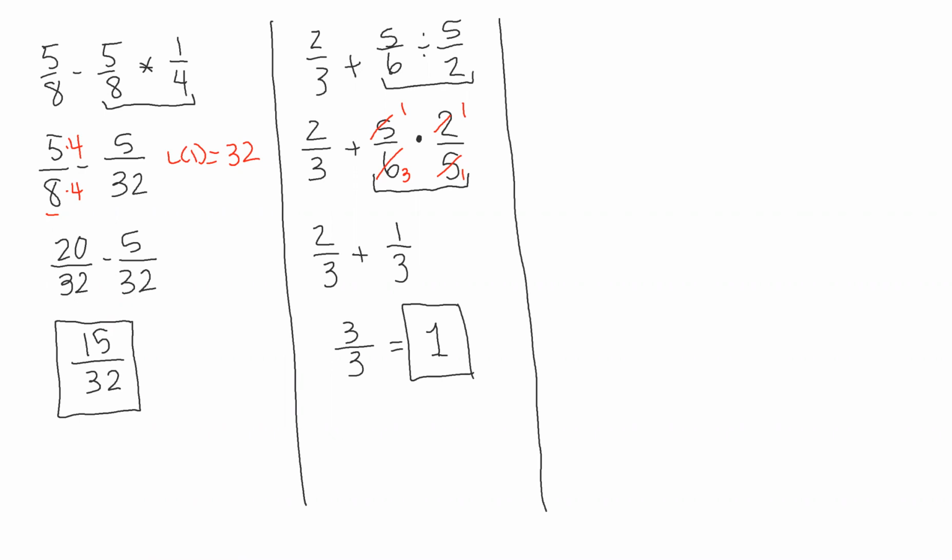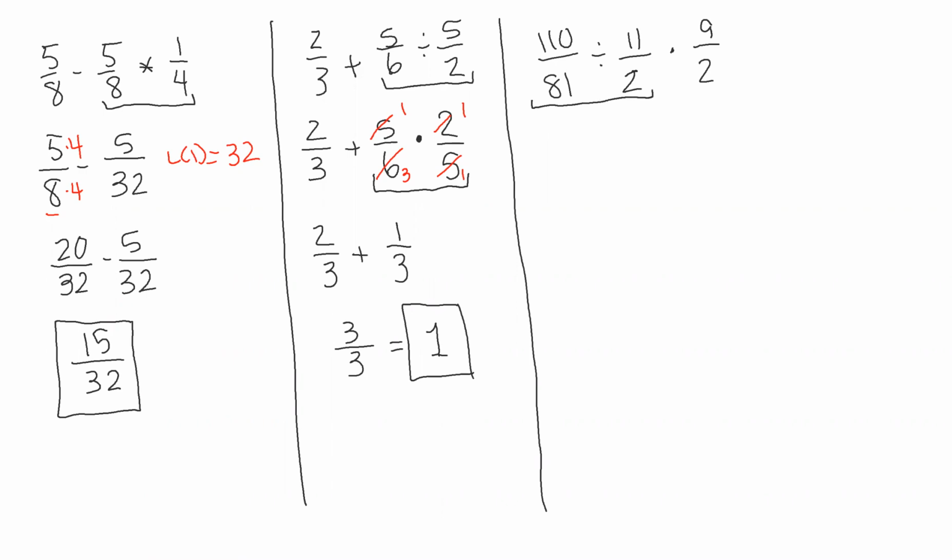Let's try another one. So this one has division and multiplication. So I have 110 over 81 divided by 11 over 2 times 9 over 2. Now, this problem is just multiplication and division. So once I convert my division to multiplication, I can just multiply everything. So let's go ahead and look at this piece right here.